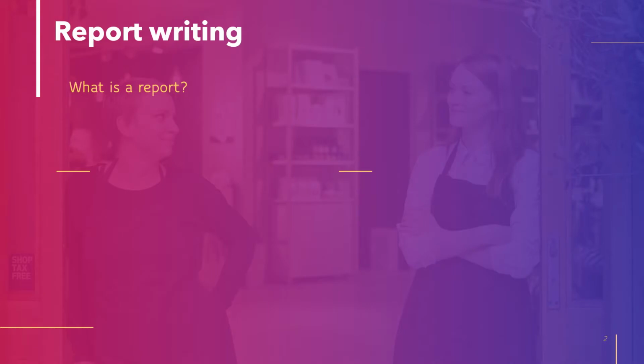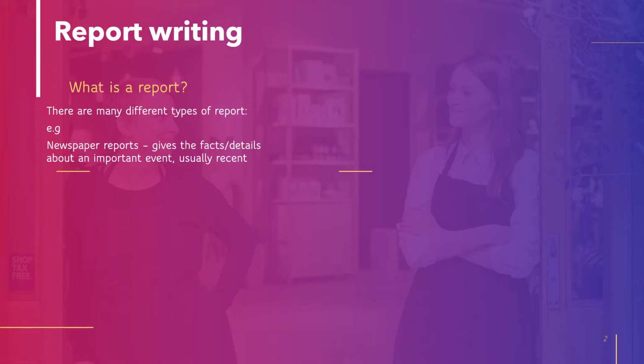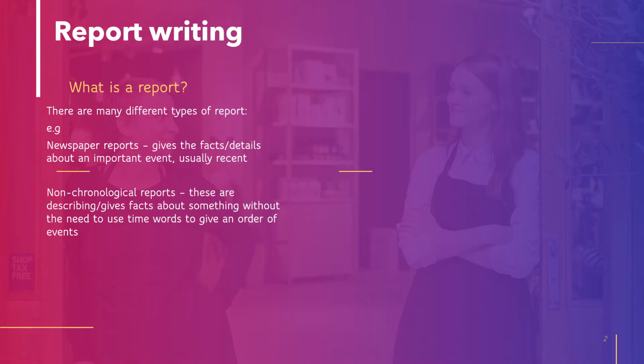So what is a report? There are many different types of report. For example, newspaper reports, which give facts and details about an important event, usually recent. Non-chronological reports, we actually wrote some of these earlier in the year, one on mammoth and one on Smilodon, and we didn't use any time words because it was just describing what the animal was like, what they ate, etc. So we didn't have to put them in any specific order.